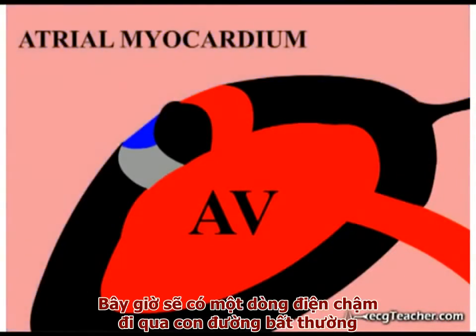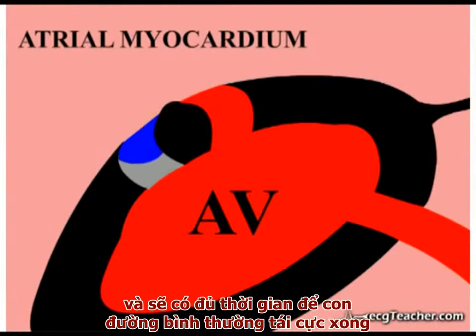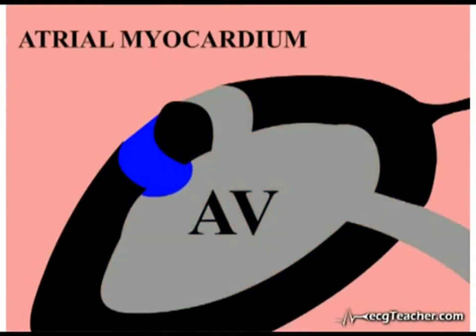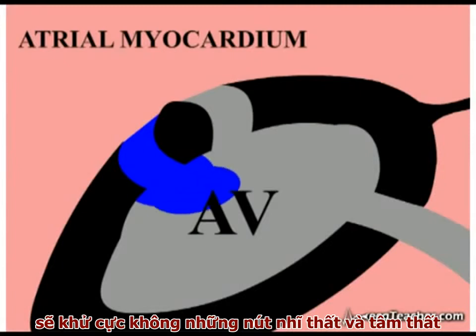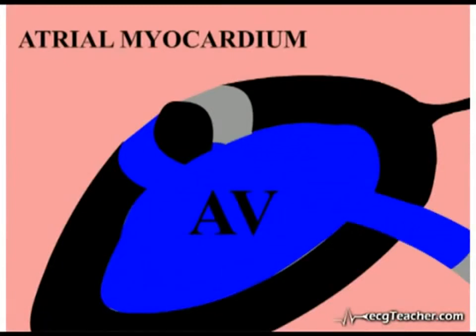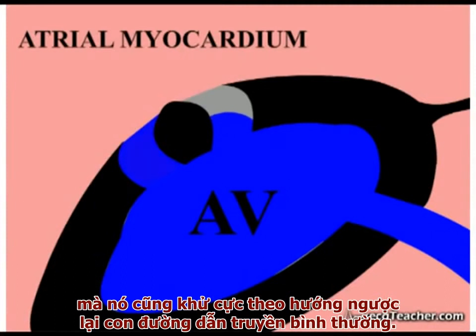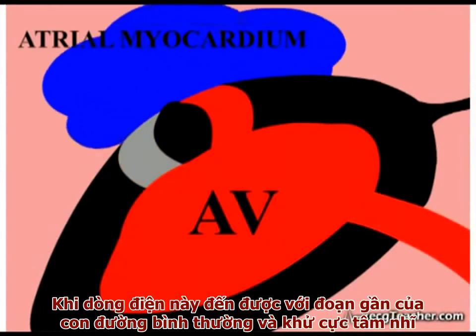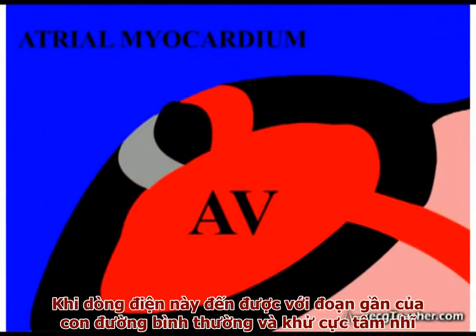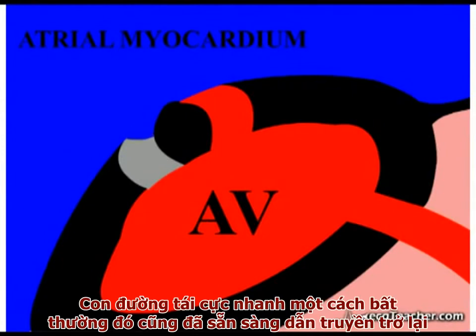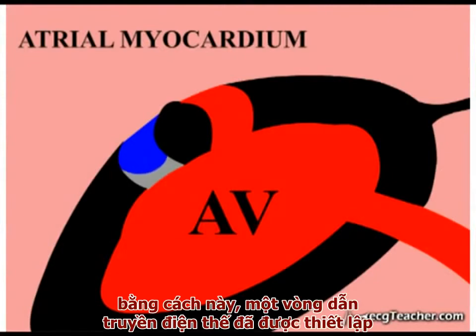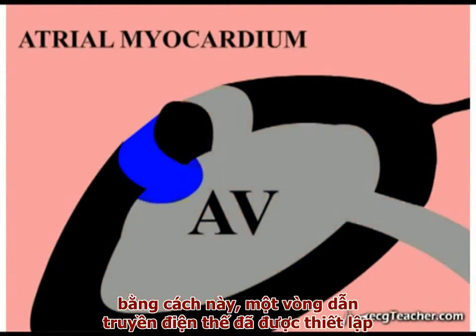Now, the slow passage of current through the abnormal section allows enough time for the normal tract to repolarize, and current arriving at the distal end of the abnormal tract is propagated not only into the AV node and into the ventricles, but also in a retrograde direction by the normal conducting strand. By the time the current reaches the proximal end of the normal tract, the rapidly repolarizing diseased section is ready to conduct again. In this way, a cycle of circulating current is established.